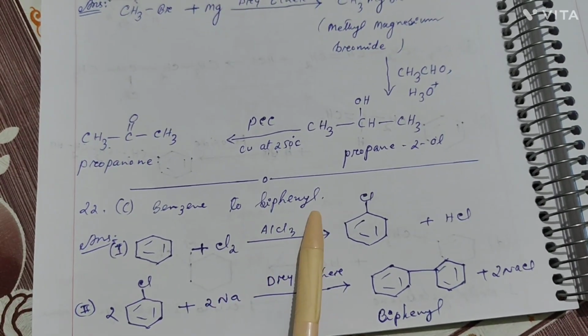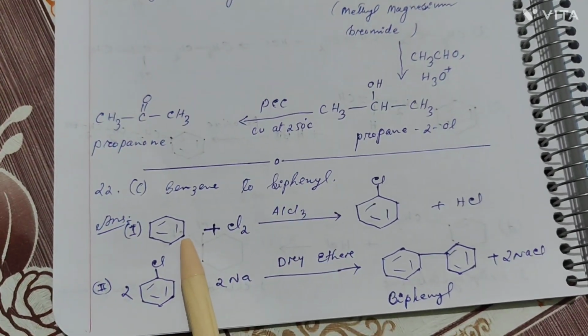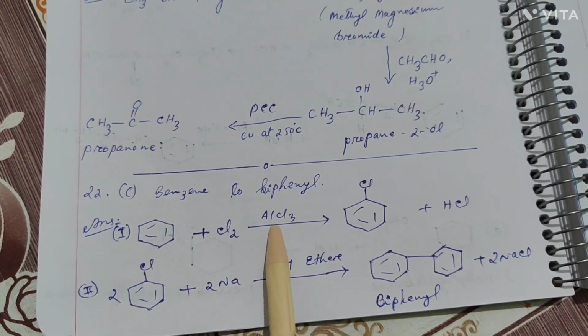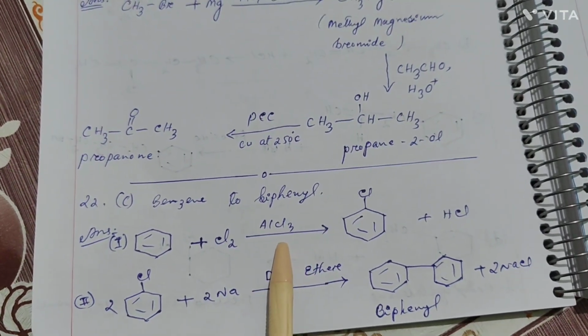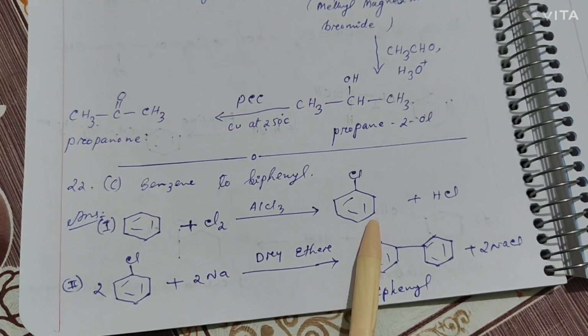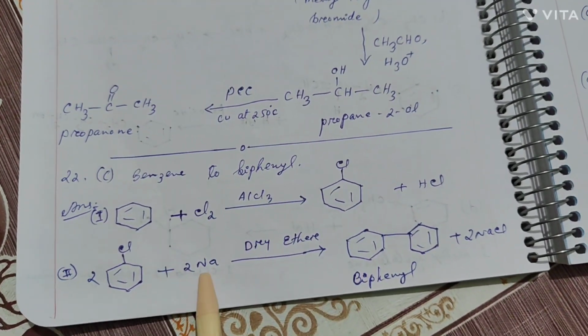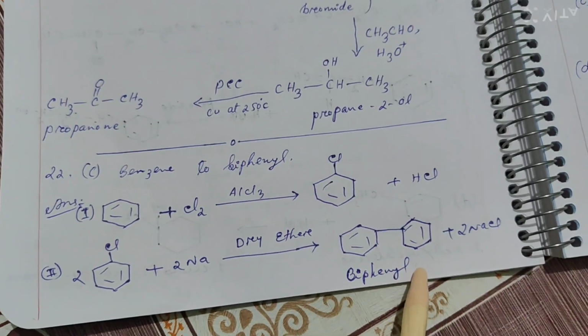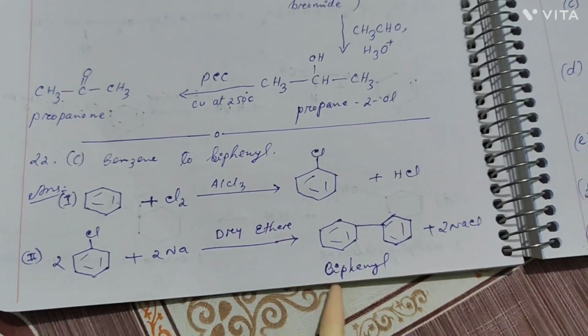Next, benzene to biphenyl. This is benzene. React it with chlorine gas in presence of aluminum chloride. It will form chlorobenzene. React chlorobenzene with sodium metal in presence of dry ether, biphenyl will form. This is the final product.